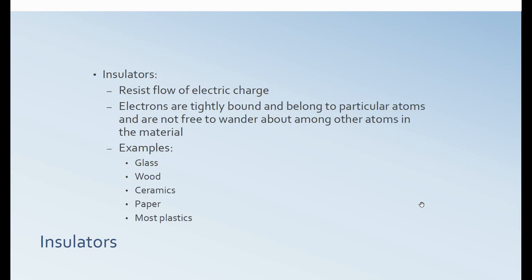Insulators, on the other hand, just like an insulator in thermodynamics resists the flow of heat, also resist the flow of electrical charges. And that's because in these particular materials, the electrons are tightly bound. They belong to one particular atom, and so they're not free to wander about and disperse that energy. So things like glass, wood, ceramic, paper, most plastics are insulators. They resist the flow of electrical charges. And we can also see that these substances also resist the flow of heat.